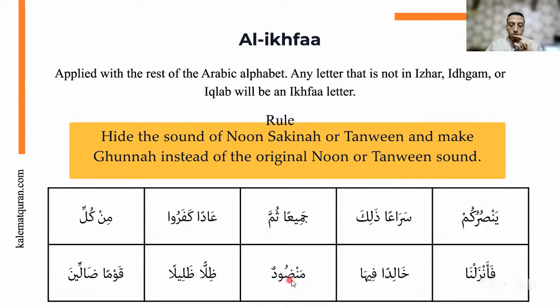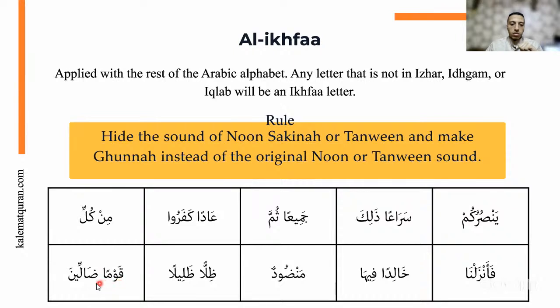So we can notice that in a word like min kulli, I'm making a light ghunna, but here in mandood, that's a heavy ghunna sound. This will be, inshallah, clear with more practice. Let's read the last two examples. Here we have ظِلًّا ظَلِيلًا. Tanween is here, and then ظا. ظِلًّا ظَلِيلًا. Here I have tanween and then letter ضاد.